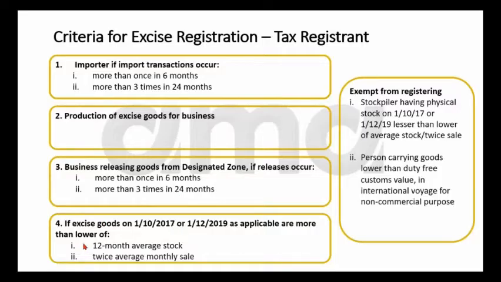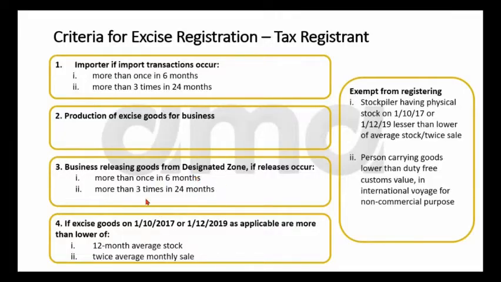And lastly, there were two specific dates. One date is 1st of October 2017, when the excise law was first promulgated and came into place. And the second date was 1st of December 2019, which was the date when this tax law was extended to some other sweetened products and liquids and electronic cigarettes. So these two dates are quite important.